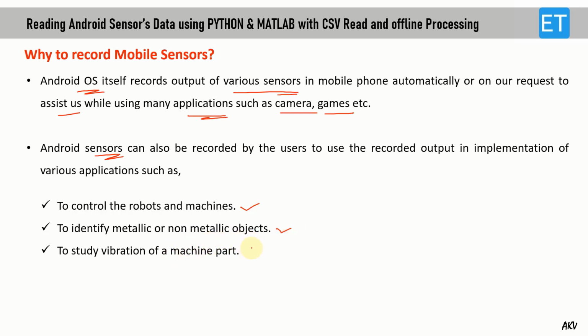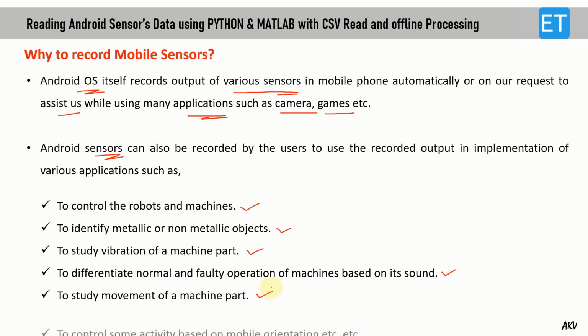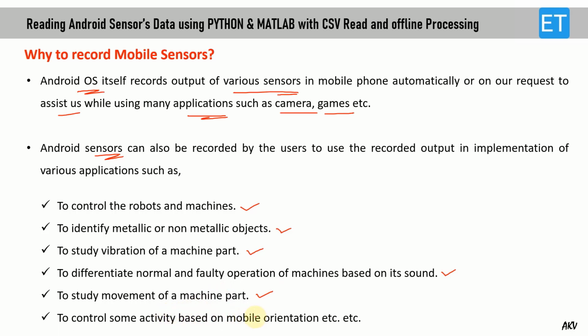We can implement the study of some machine part which is vibrating too much, and we can differentiate the normal and faulty operation of machines based on their sound, and study the movement of some machine and body parts, and control some activities based on the mobile phone orientation, etc. There are many other things that you can do with these captured sensors data.